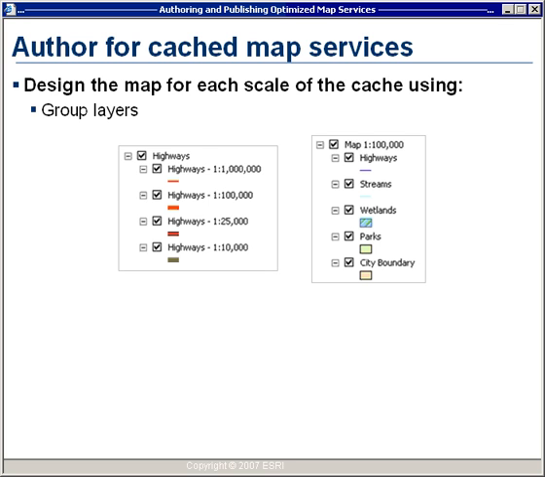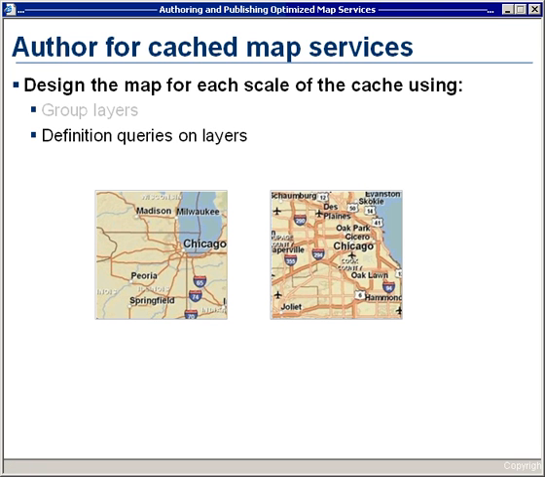Alternatively, you could create a group layer for the map scale and add the layers and symbolize them in there. The choice is up to you. Next, I can apply definition queries to the layers.